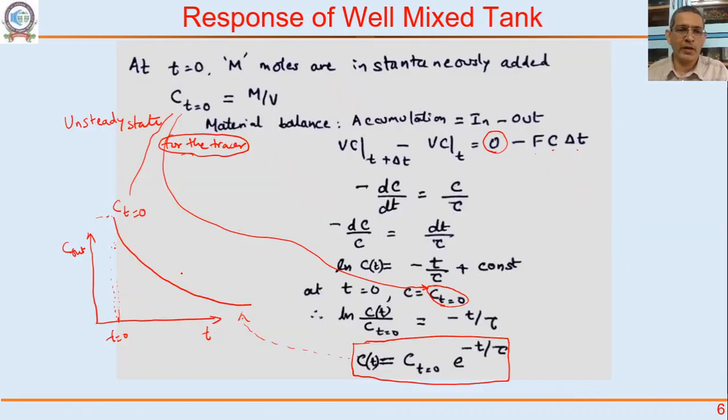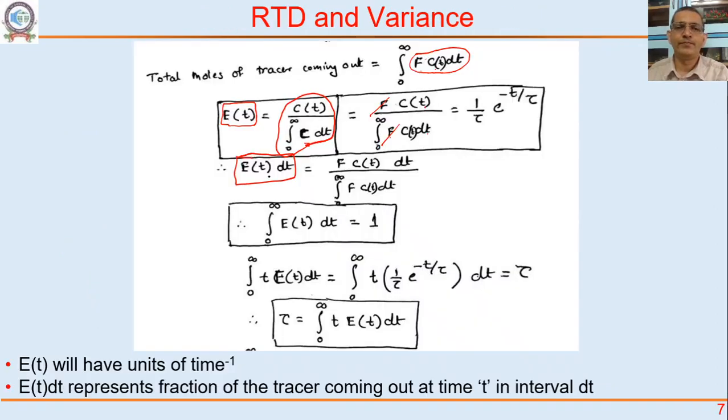If you think about a small interval dt here, flow rate multiplied by this concentration into this dt, that is what has come out in an interval of time dt. And if I add up all such intervals of time dt, I should get 1, because that should be the total moles of the tracer.